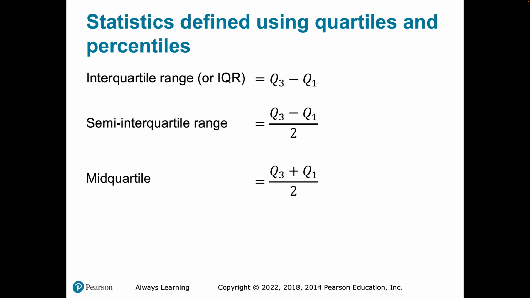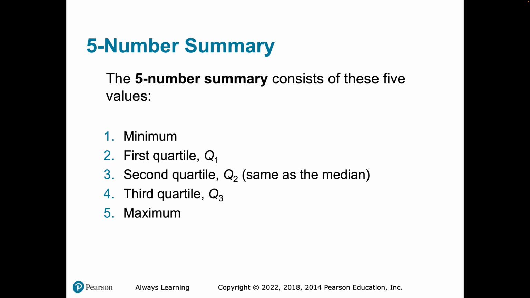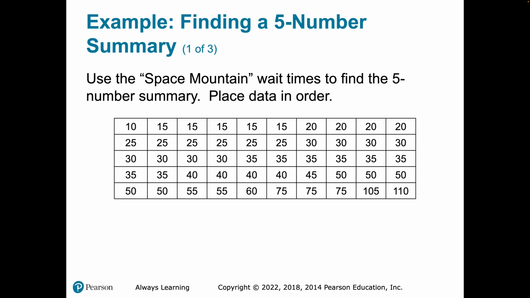All right, so just a little review, the interquartile range, IQR, is just Q3 minus Q1. There's something called a semi-interquartile range, which is just Q3 minus Q1 divided by 2. And then we have a mid-quartile range, which is just the average of the two, so Q1 plus Q3 divided by 2. The 5-number summary consists of 5 values: the min, the max, Q1, the median, and Q3. So if I ask you to report the 5 numbers, you're going to give me these 5 values.